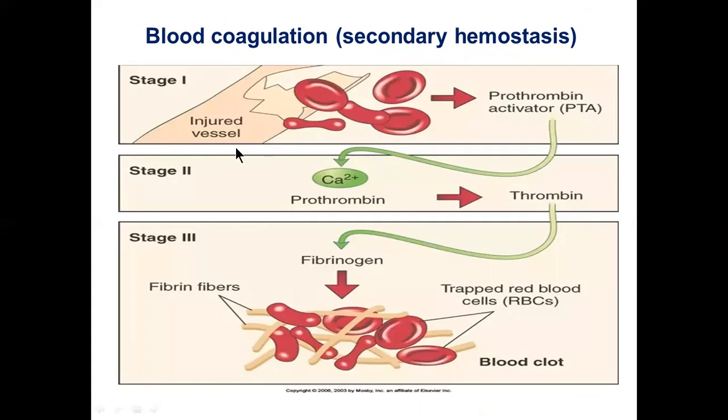Blood coagulation has three stages. Stage 1, activation of prothrombinase. Calcium and phospholipids are required for the prothrombinase complex to function. Second stage, conversion of prothrombin to thrombin. Third stage, conversion of fibrinogen to fibrin.